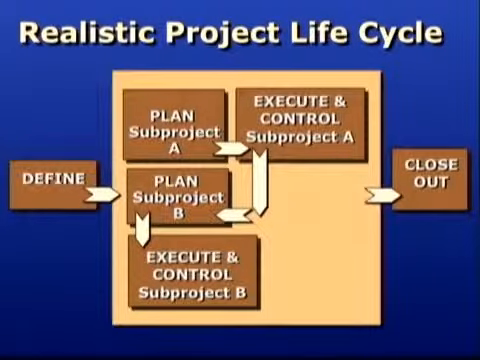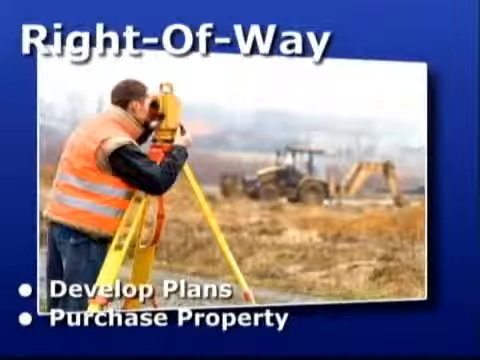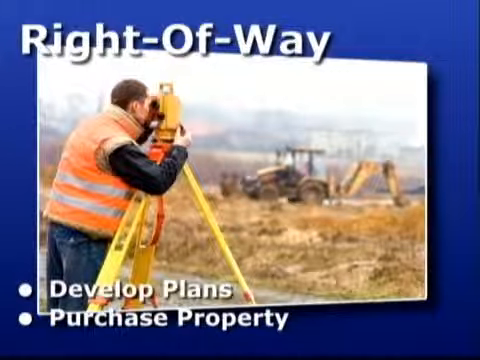Some projects progress linearly through the life cycle, however, most do not. A more realistic version of the life cycle looks like this. In this life cycle model, the define and closeout stages continue to bookend the process. However, the plan and execute control stages incorporate more flexibility. Frequently, the project team can complete a plan for a segment of the project and start executing that plan while other segments are still being designed. A good example of this would be a highway construction project. The right-of-way department can develop detailed plans for acquiring the necessary real estate and begin purchasing property, while the design and bridge departments continue to develop construction plans.